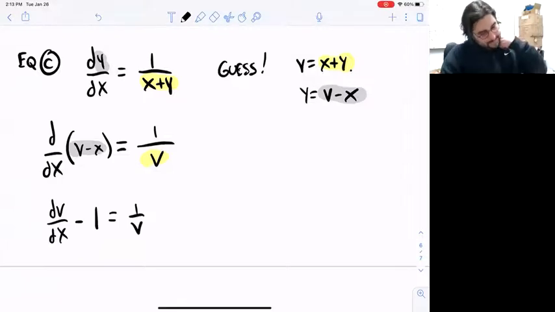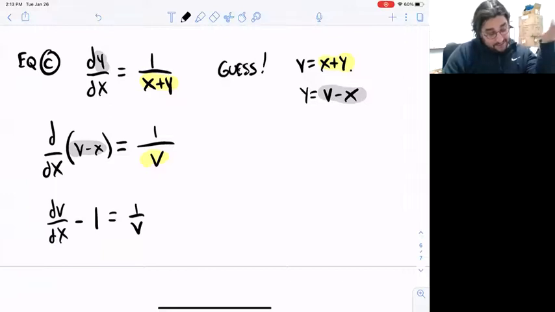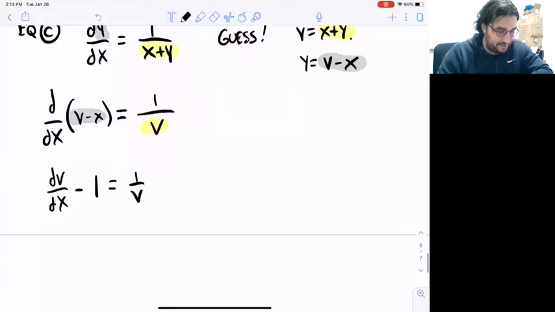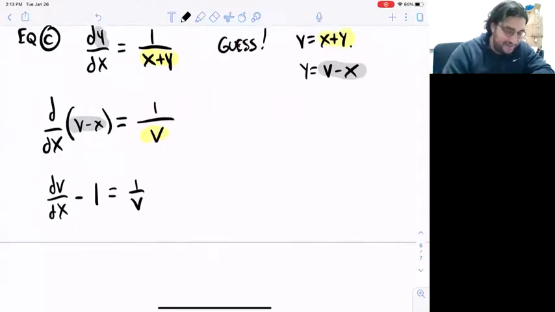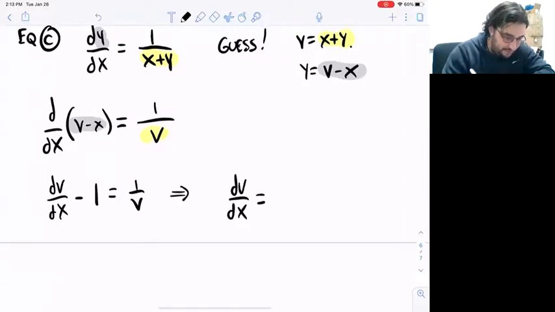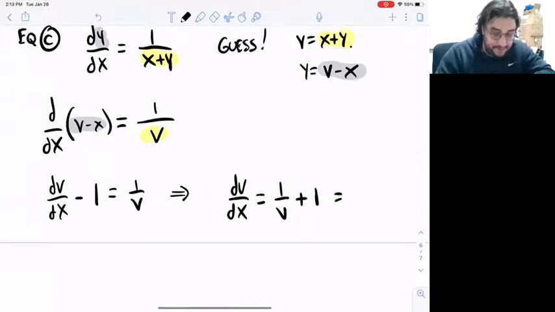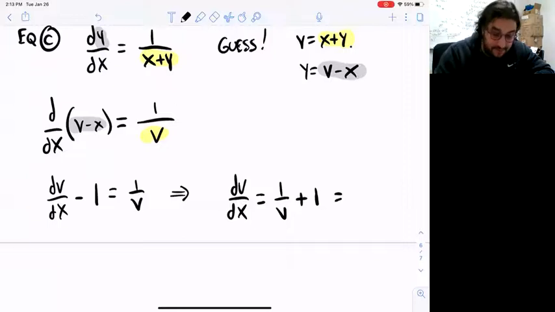Right? So I'm taking the derivative with respect to x of v, which is just dv/dx. I take the derivative with respect to x of negative x, which is negative 1. And then I say, oh, this is lucky, it became separable, right? So it wasn't separable before, but now it is, right? Just add 1 to both sides. And you see we can actually do separation of variables. Right, and you can even make that v over v, right, to combine like terms.